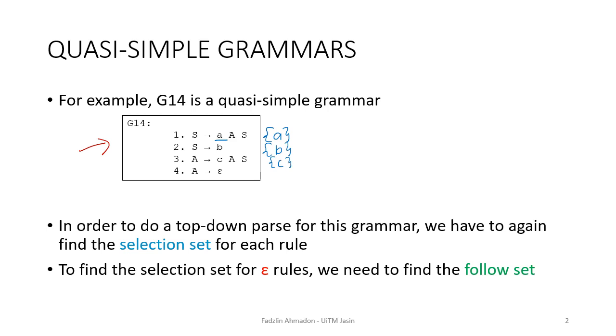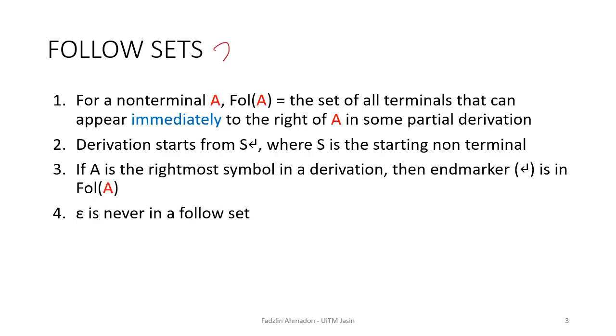What about rule 4? It is not a terminal; epsilon is not a terminal. To find the selection set for nullable rules, we need to find the follow set. What is a follow set?